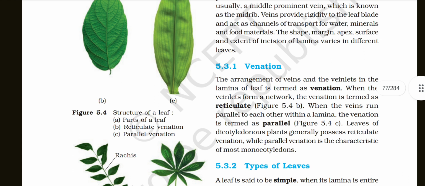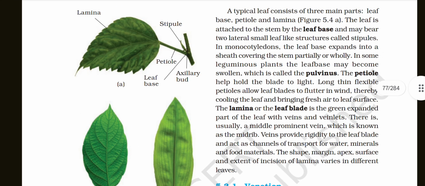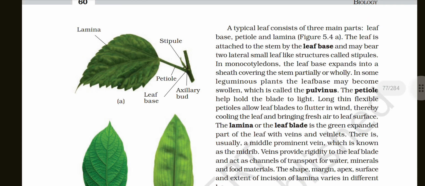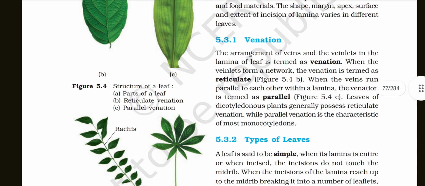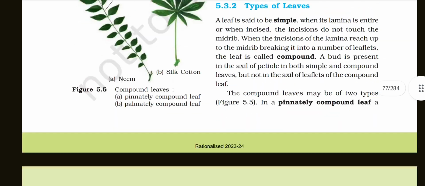Structure of the leaf: the parts of the leaf are the lamina, stipule, petiole, axillary bud, and leaf base. And this is reticulate venation, and this is parallel venation.